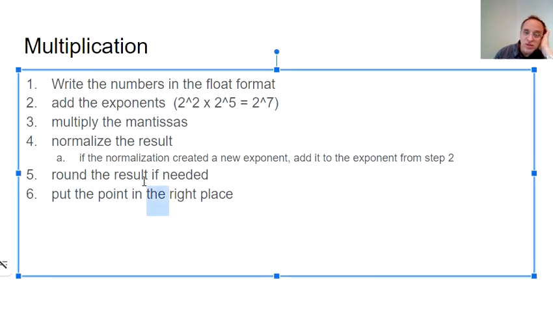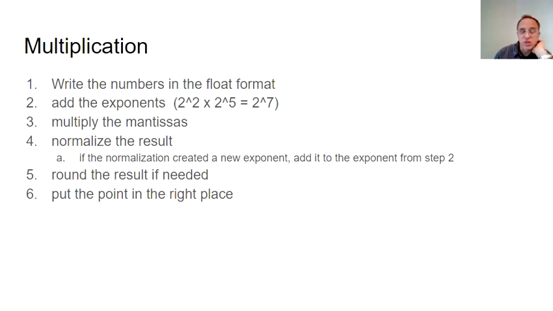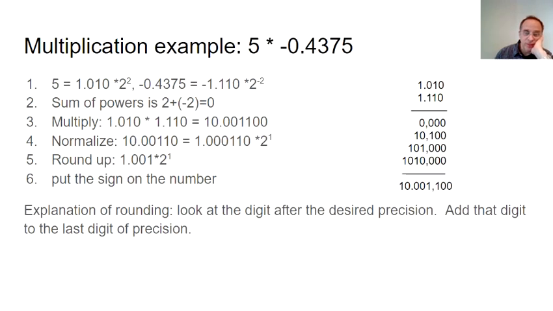Then we need to round the result if needed, which we just learned how to do. And then we need to put the point in the right place. Okay, so let's do an example. Let's do 5 times negative 0.4375. Now this looks like a very ugly number, but actually in binary that's a very easy number to represent because, well, let's approach it. How are we going to approach it?